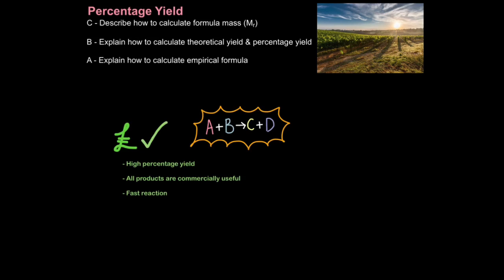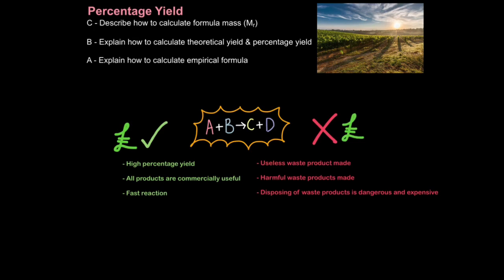Yes, it's worth it if I get a high percentage yield. In other words, a lot of what I put in turns into profitable, useful product, a bit like as many of those seeds germinating as possible. All the products are commercially useful, so there's no waste product. So let's say C and D both can be sold for money. And obviously, if the reaction's fast, then you can churn out a lot more product over time. All these things will bring a chemist profit and therefore are a good reason to carry out this reaction.